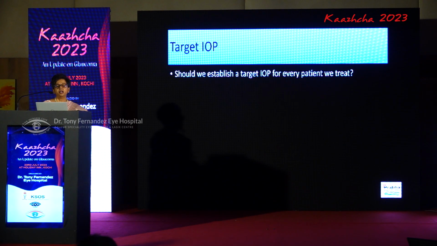So the first thing, should we establish a target IOP for every patient we treat? The simple answer is yes, because unlike blood pressure, the IOP is not a set level where below a certain point it's normal and above a certain point it is abnormal. Each person's susceptibility to damage varies. So definitely yes, we should establish a target intraocular pressure.